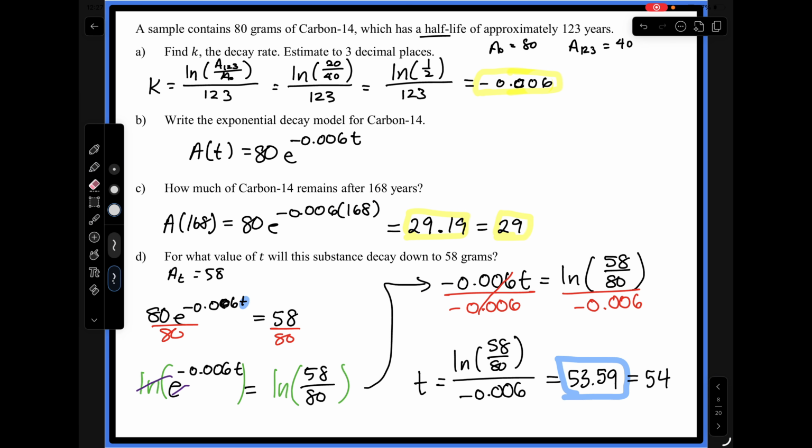This is acceptable, along with just estimating it to 54. So there are your answers for all four parts, not three, there are 4 parts there.